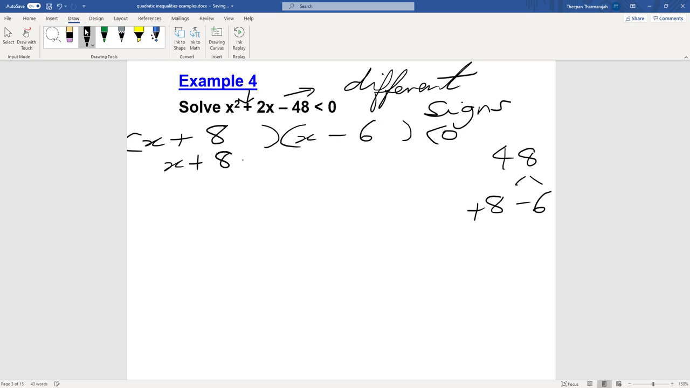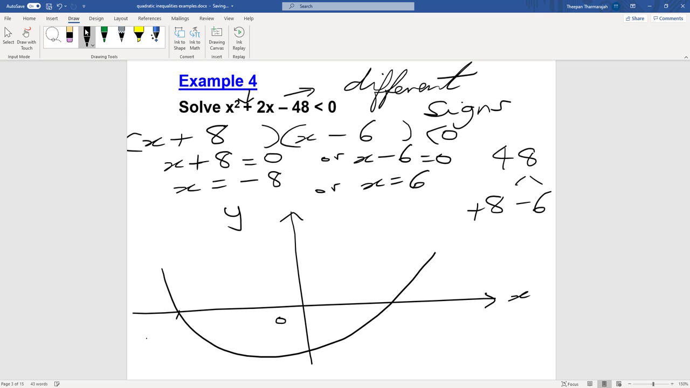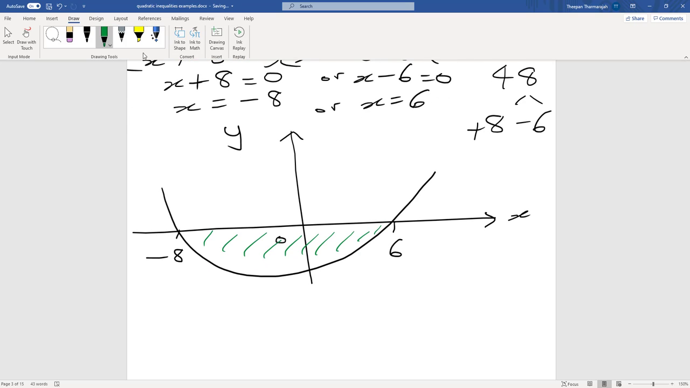Solve that quadratic, x plus 8 equals 0. This gives me the critical value of minus 8, or x minus 6 equals 0. So x equals 6. Now, one's positive, one's negative. So when we draw a graph, it's across the negative and the positive axis of x, meaning this is minus 8, this is 6. But when it's less than 0, we shade the bottom part of the graph here in between the two values. And the way we describe this in a certain way, we say that x is greater than minus 8, but less than 6. It's very important you read this correctly. X is greater than minus 8, but less than 6.